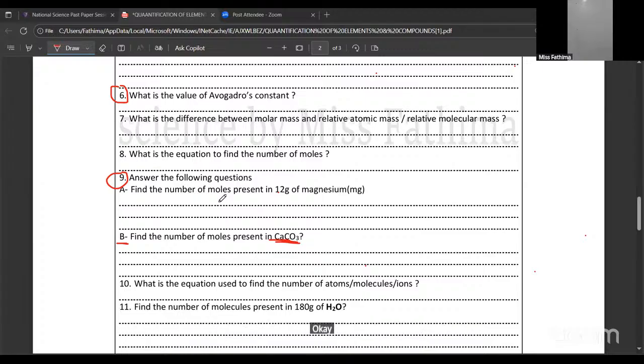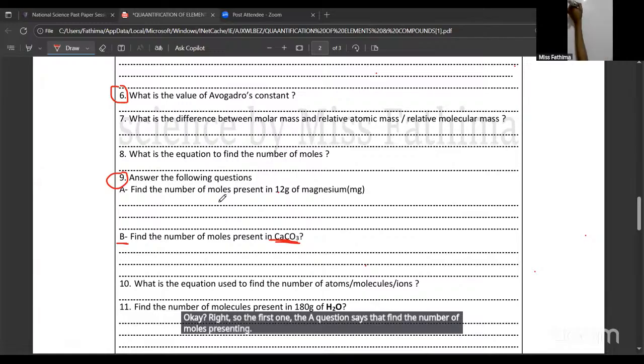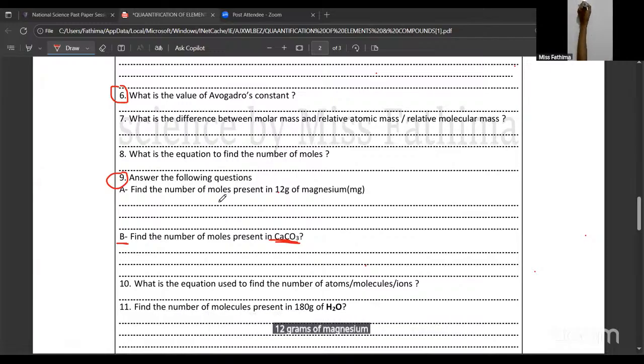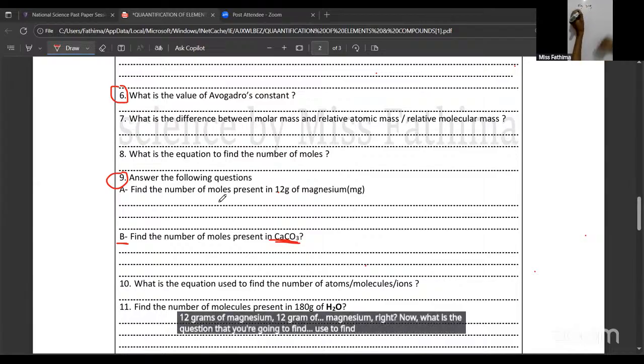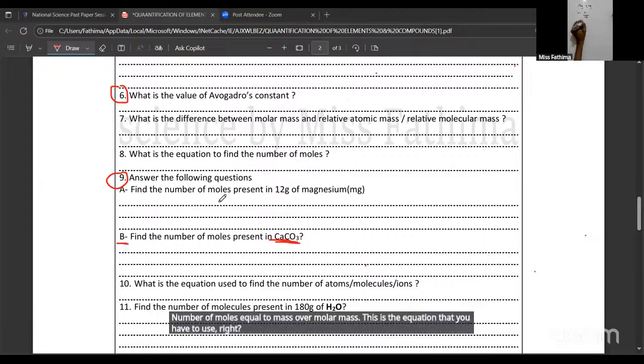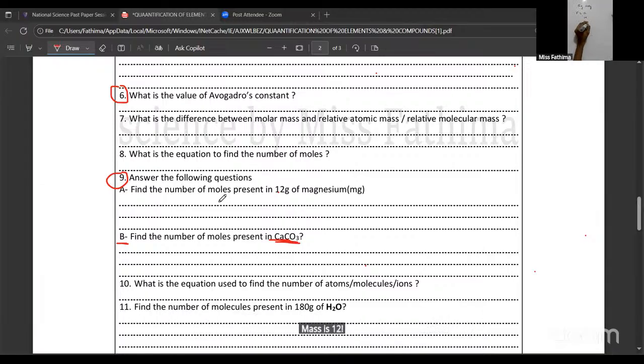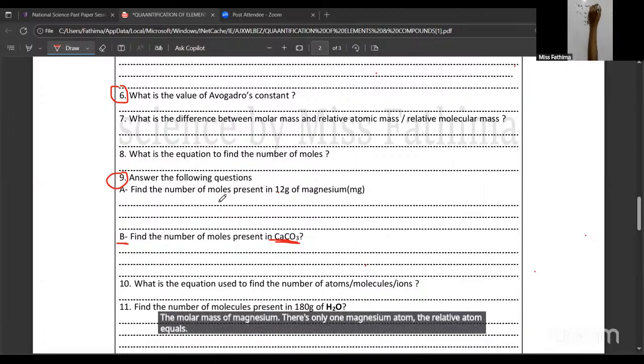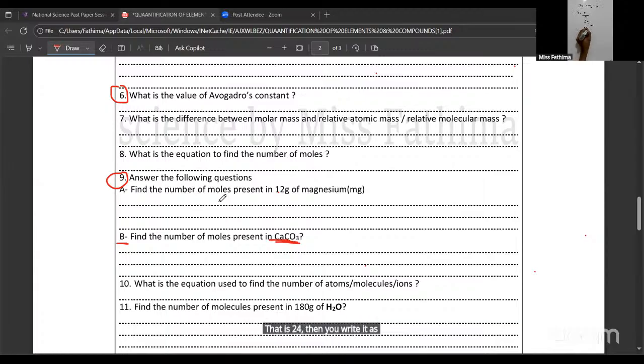The first one, the A question, says find the number of moles present in 12 gram of magnesium. What is the equation that you're going to use to find the moles? Number of moles equals mass over molar mass. Mass is 12 gram. You write it with the unit. The molar mass of magnesium: there's only one magnesium atom, the relative atomic mass is 24, so you write it as 24 gram per mole.